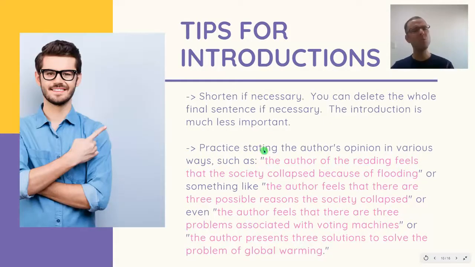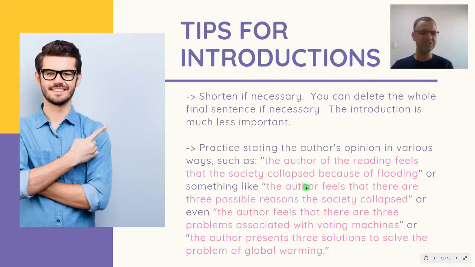Next of all, I want you to practice stating the author's opinion in various ways. Now, sometimes the author has just one single opinion, and all the paragraphs support it. So in this case, you would say something like, the author of the reading feels that the society collapsed because of flooding. So you're not mentioning 3 reasons, you're just mentioning one reason, and you're mentioning it specifically.